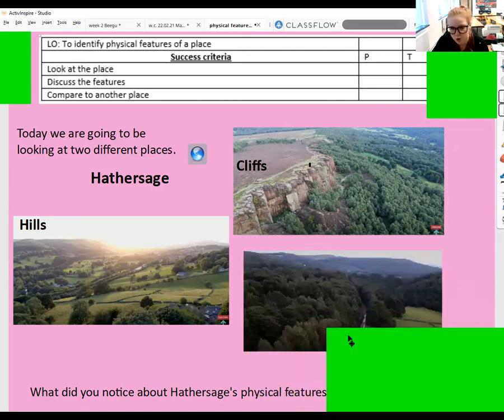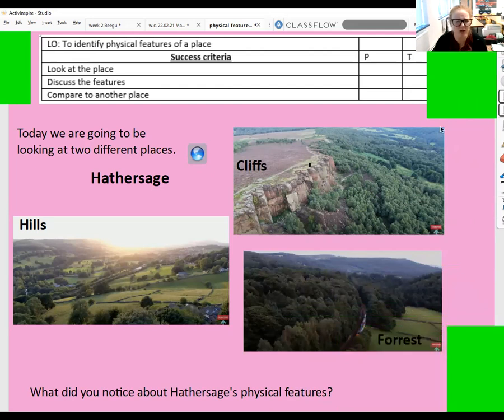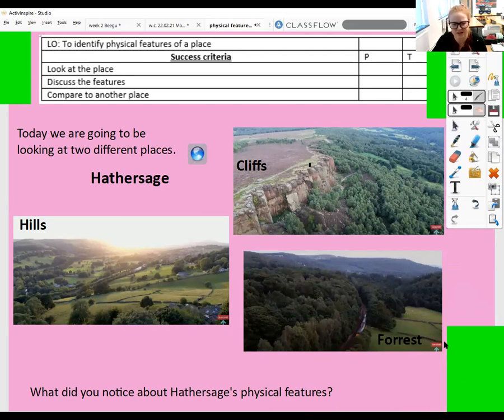And last one, what do you think it's going to say? It is a forest. What is a forest again? What can we see in this picture here that makes a forest? We can see lots and lots of trees all together, all these trees crowded in really closely, there's so many of them. This makes a forest. These are the natural features we saw in Hathersage.